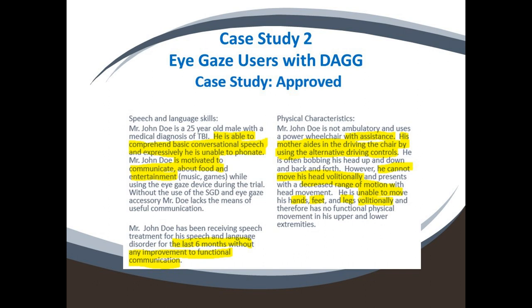We talked about, yes, he did receive speech therapy for 6 months, but there was no improvement to his functional communication. We talked about, yes, he can move his head bobbing back and forth. His hands and feet do move when he's having a fit, but these aren't volitional movements. He's not moving them with intent and purpose, or if you just ask him to, he cannot.